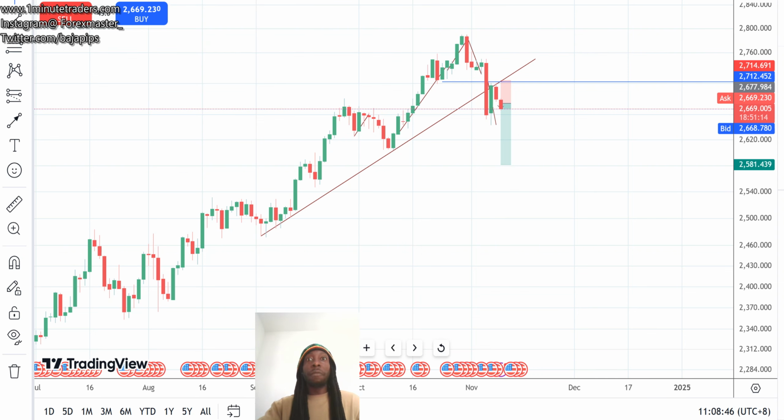So now we're going to go to the 5 minute now that we have our fundamental bias and everything marked up. If I were trading the 4 hour only, or the daily only, that's what I would get set up with.